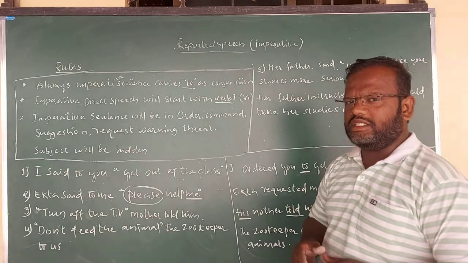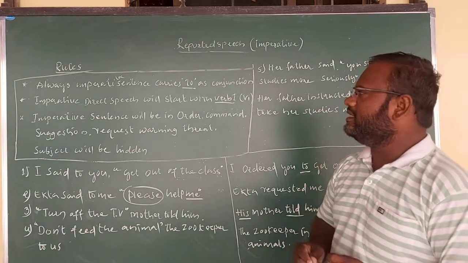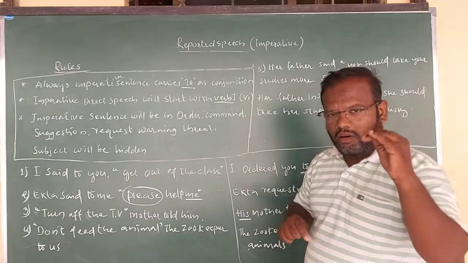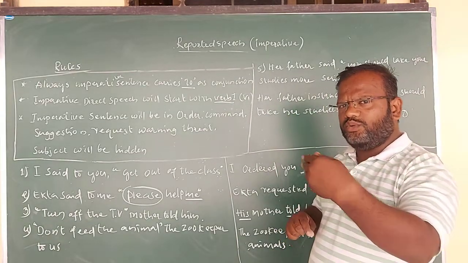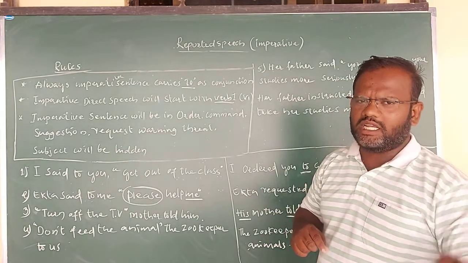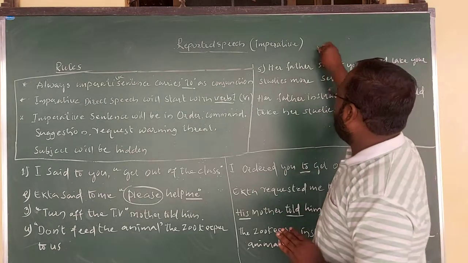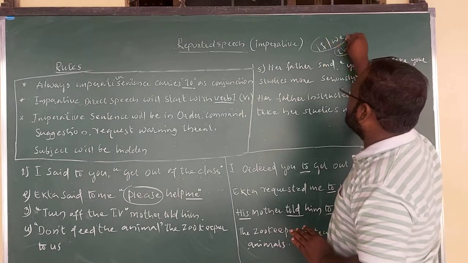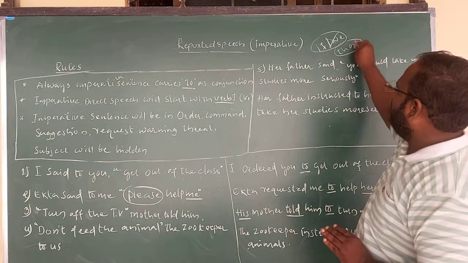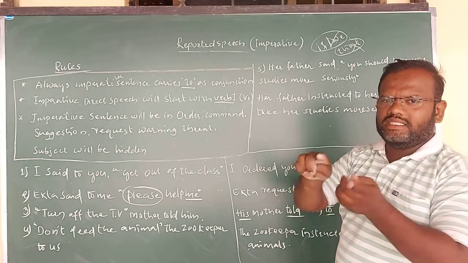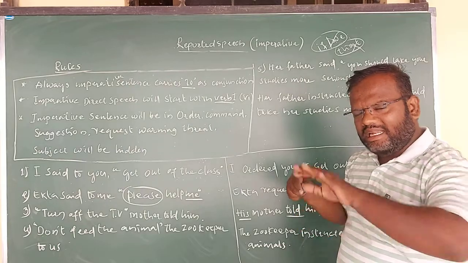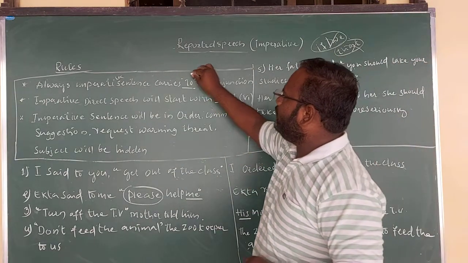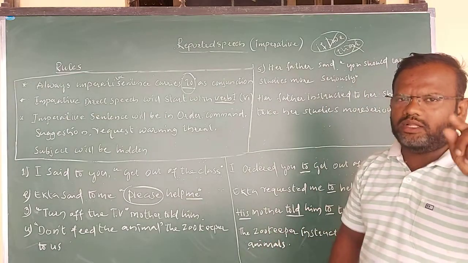Rule number one says very clearly: imperative sentences always carry to as a conjunction. This is the most important rule. Whenever we change from direct speech to indirect speech, we use to as a conjunction, not if or whether, nor that. So in imperative sentences, if or whether will be cancelled, and that will also be cancelled, as in 'He said that' or 'He told me that'. Instead of that as a conjunction, we have to use to. Remember rule number one.